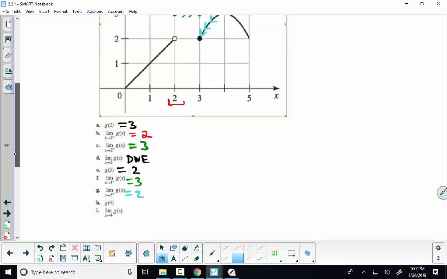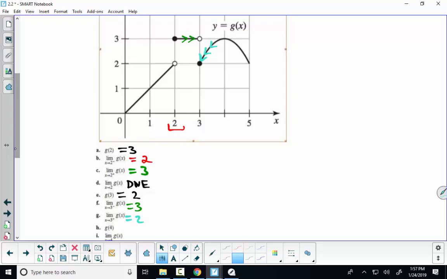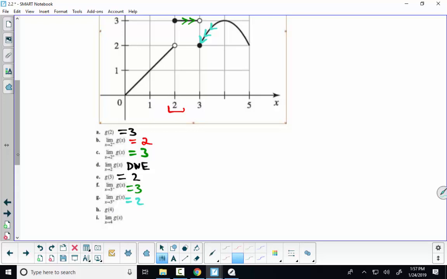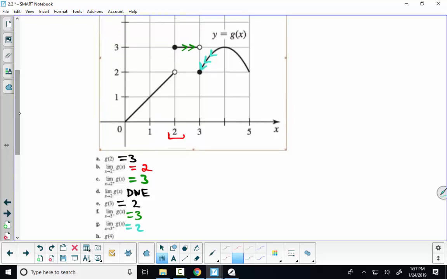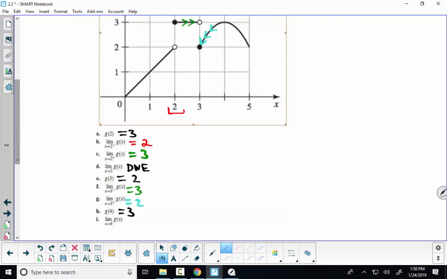It doesn't ask us about the two-sided limit at 3, but parts F and G tell us that that limit doesn't exist either. Algebraically, visually, we see again there's a jump there. So it's all coinciding. g of 4? g of 4 is equal to 3. And the limit as x approaches 4 is also 3, because we're able to approach that from both sides simultaneously.